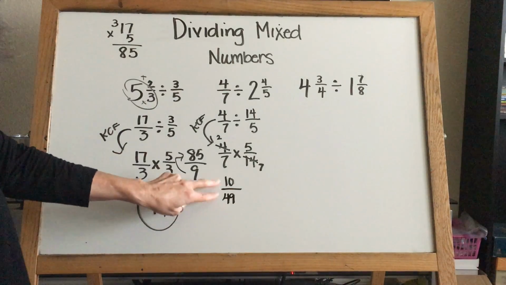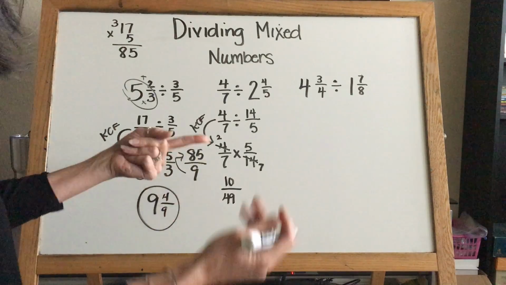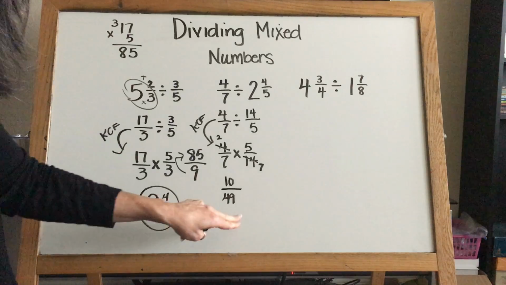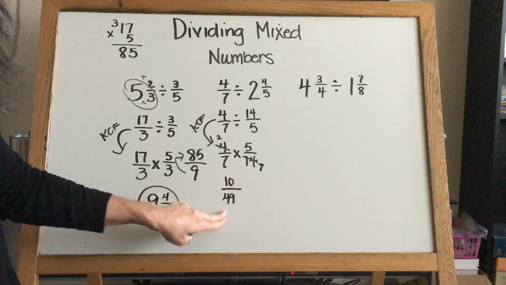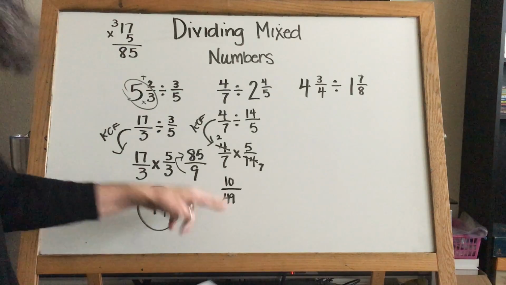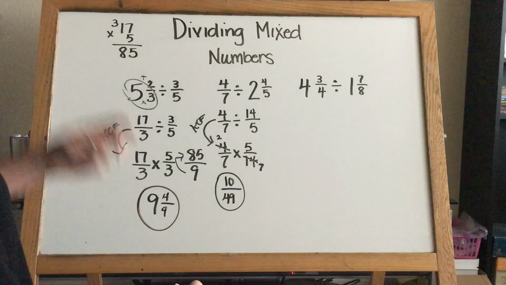We have to look and see, can we simplify this? Well, we know the only factors of 10 are 2 and 5. Well, 5 doesn't go into 49 because it doesn't end in a 5 or 0, and 2 doesn't go into 49 because it's not even, it's an odd number. So we know that that is our final answer.